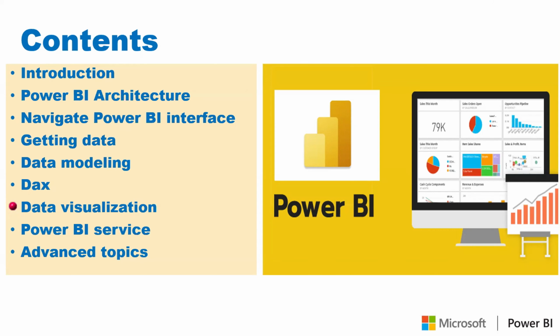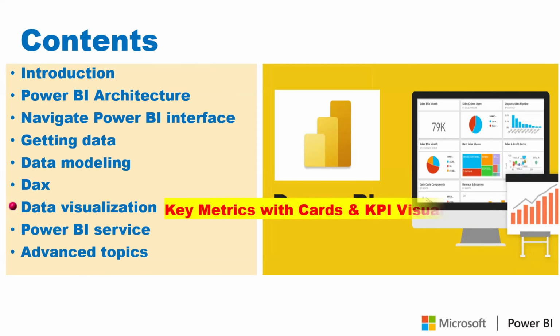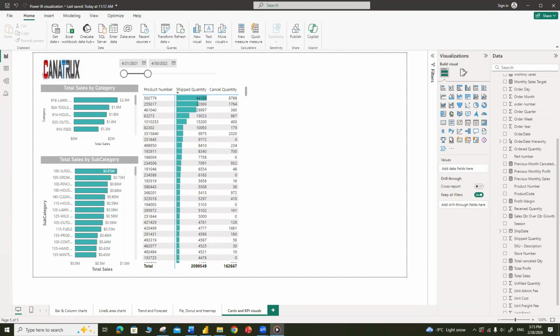Alright, in this video, I'm going to demonstrate how to use key metrics with cards and KPI visuals in Power BI. Cards and KPI visuals are incredibly important because they transform complex datasets into quick, actionable insights. They help us focus on what matters most by displaying the most important numbers at a glance: revenue, profit, growth rate, and more. Now let's open up our Power BI file and start with cards.